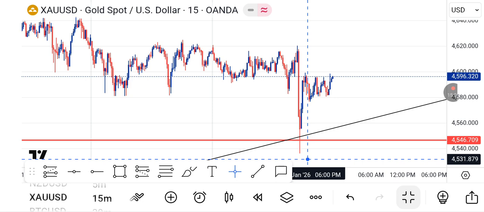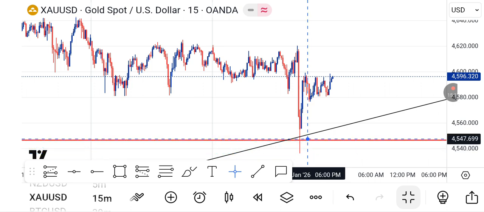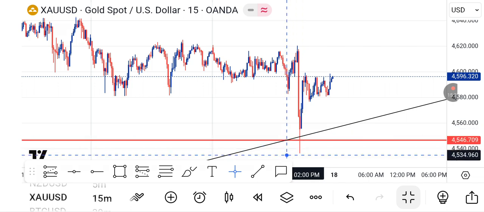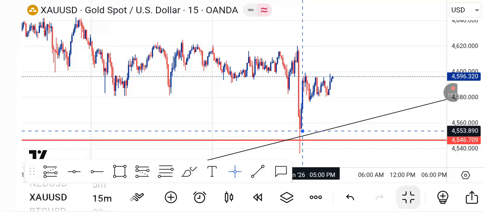Candlestick is the language of the forex market. So you need to read and understand the language before you can go in for anything. If you don't understand the language of the forex market, you might end up going long when you're not supposed to. It is not time for you to go for a buy.